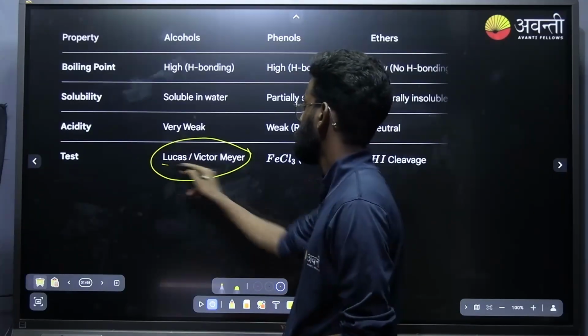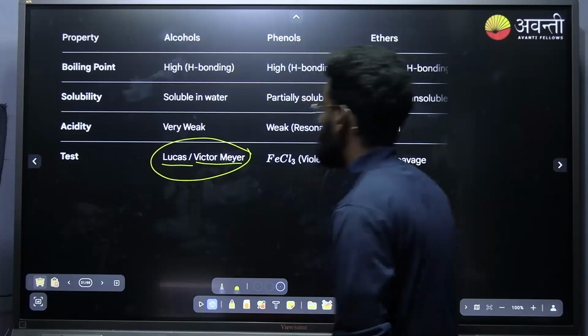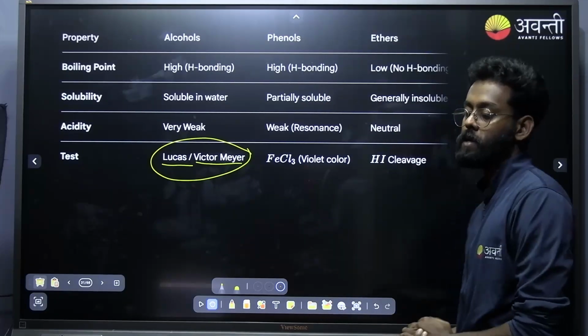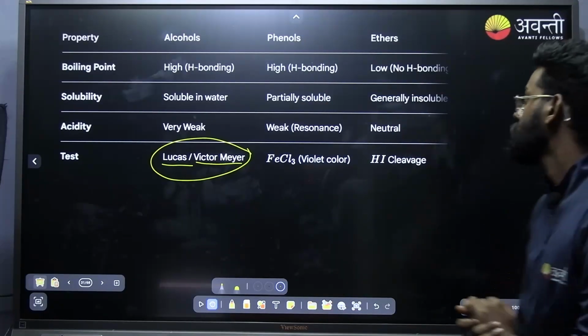Now the tests used to detect alcohols. The first one is the Lucas test, another one is the Victor Meyer test. These are used to distinguish primary, secondary and tertiary alcohols, which we have already discussed. Now the phenol.